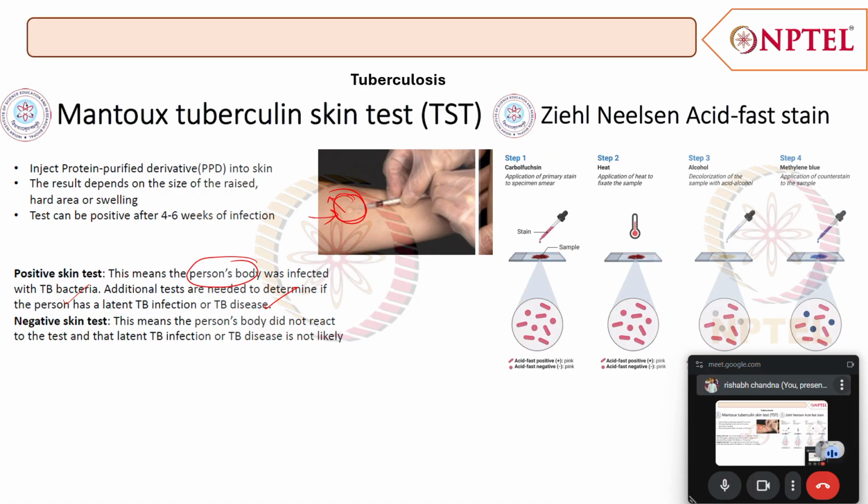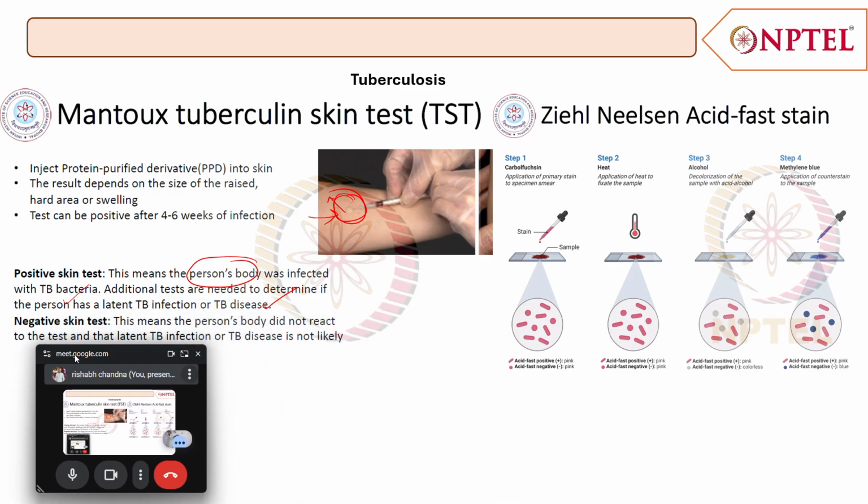Then moving on to the Ziehl-Neelsen acid-fast stain. What we do is take a sample onto a slide and make a smear out of it. Then we stain with the first stain, the primary stain, carbolfuchsin.